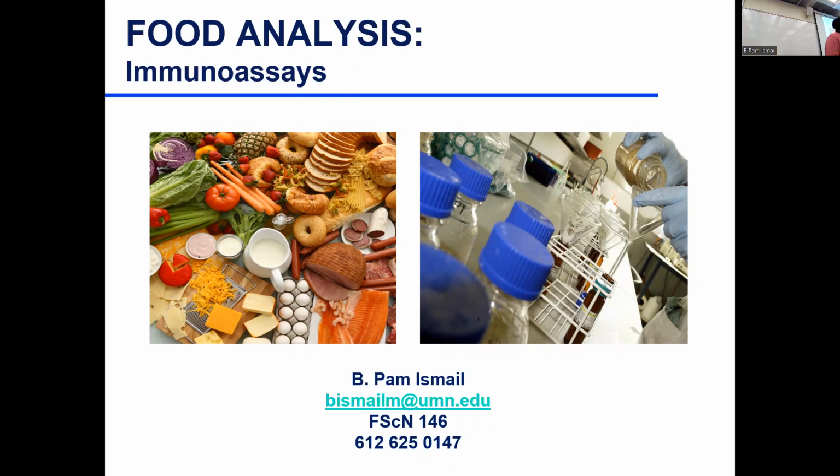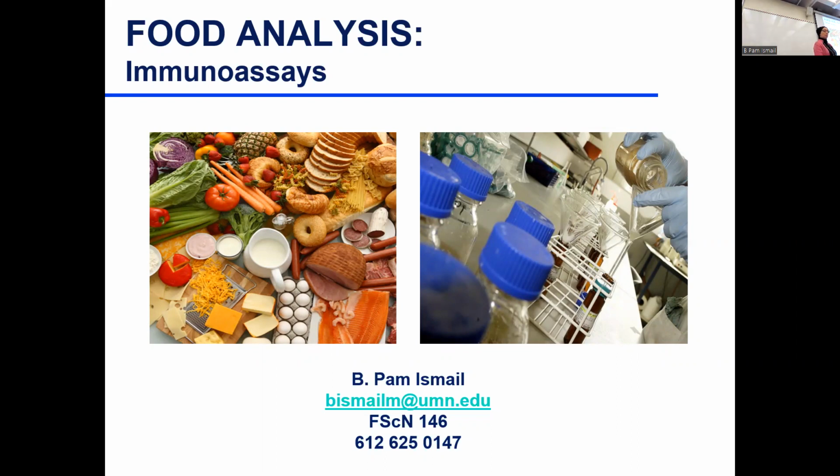Okay, so immunoassays. Today we're going to talk a little bit about immunoassays, give examples of them and applications. So when you hear immunoassays, what does it mean to you? Can you give me anything that you might know about immunoassays?